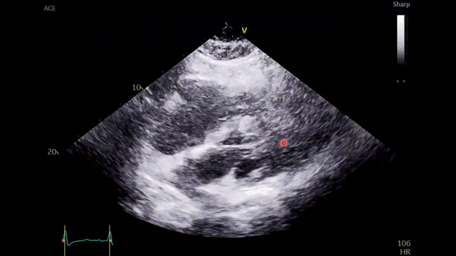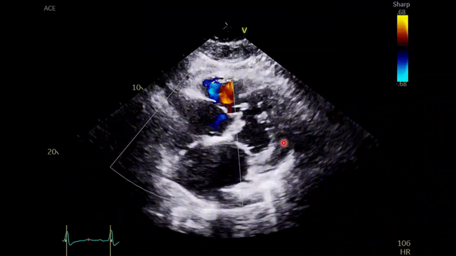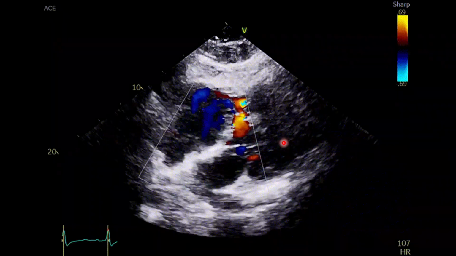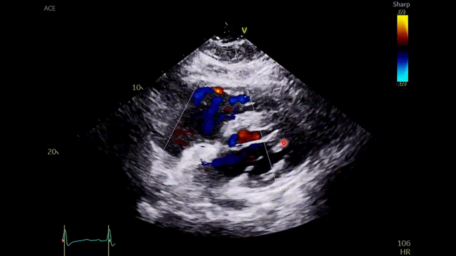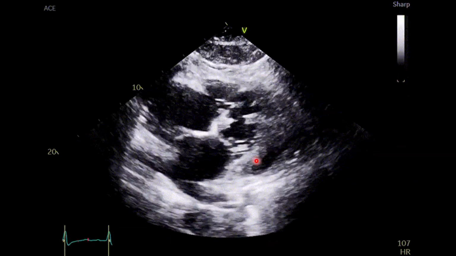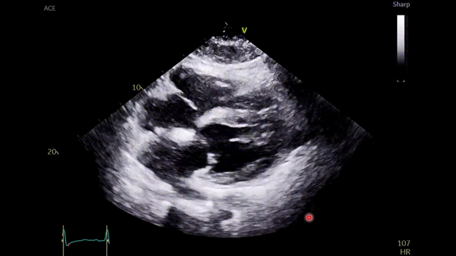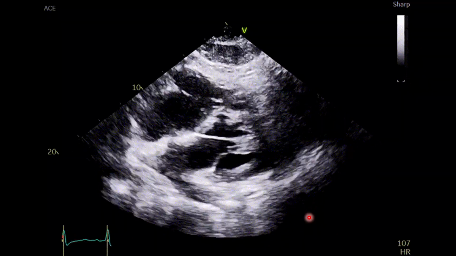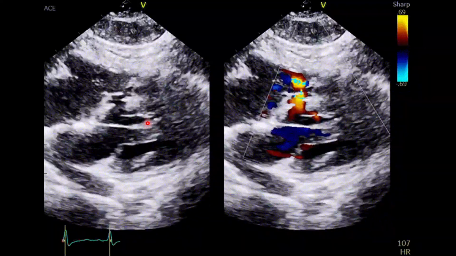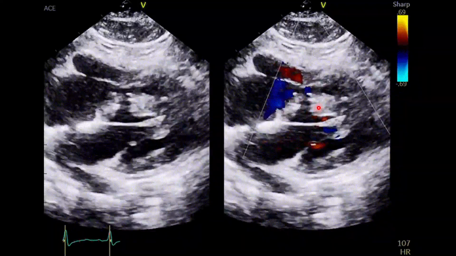So we went to the subcostal 4-chamber views. You can see mild to moderate TR. And there you go. We were able to identify a flow across the interventricular septum. So it's very clear here. That's the defect and that's the flow across it.